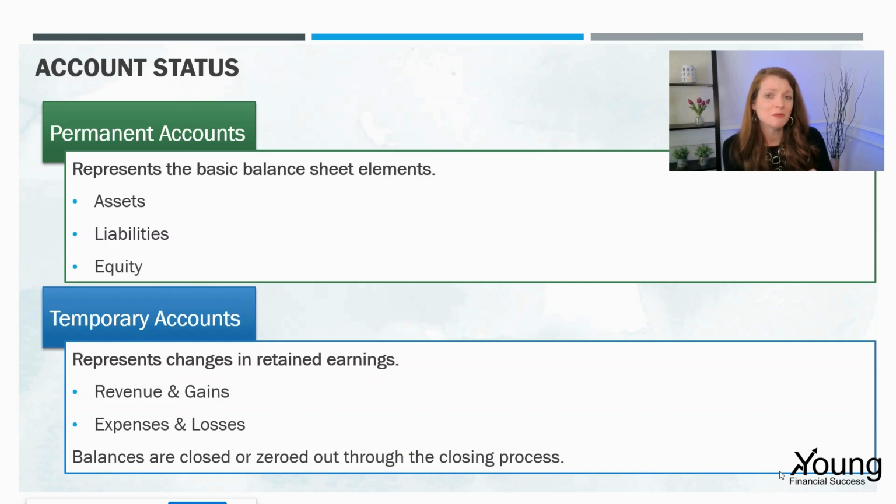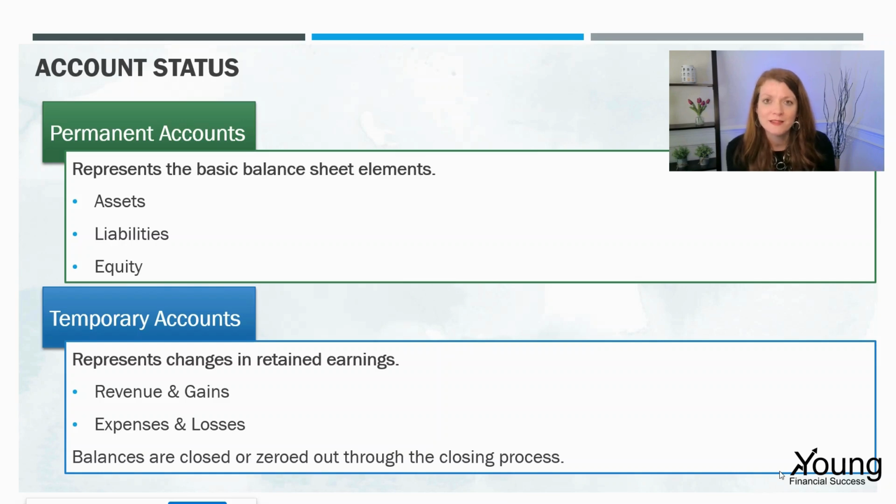Then we have the temporary accounts. Those are going to be the ones that show up on the income statement, are going to show up under comprehensive income. So that's going to be revenue and gains, expenses and losses. So we do want to zero those out at the end of each year, and that way we can start fresh. Okay, we made all this money in 2025. Now let's start 2026 fresh, and we will start at zero and see how much revenue and how much we have in expenses in 2026.